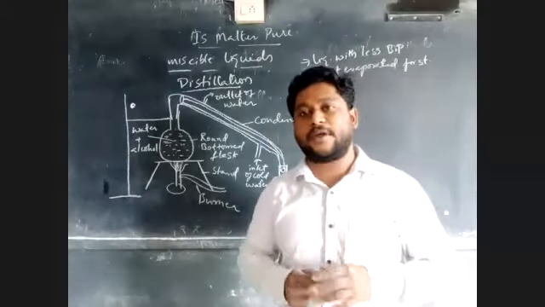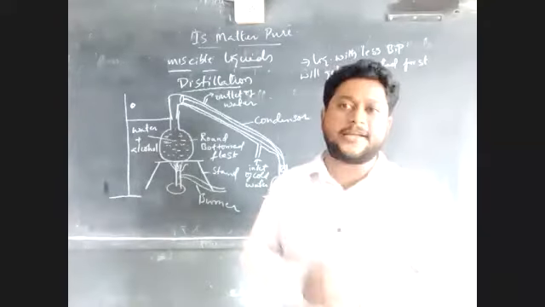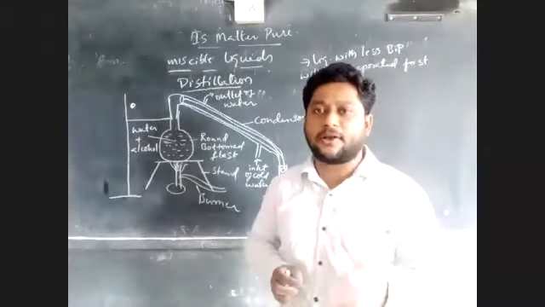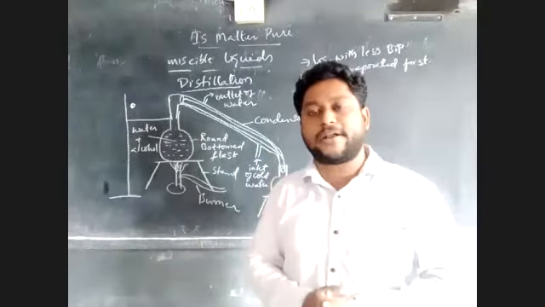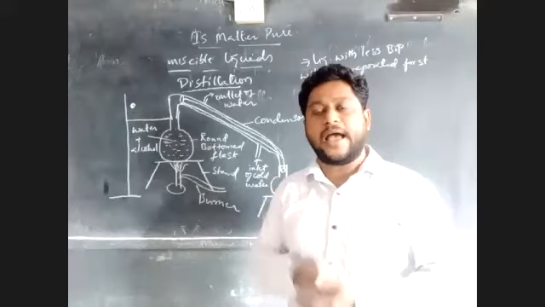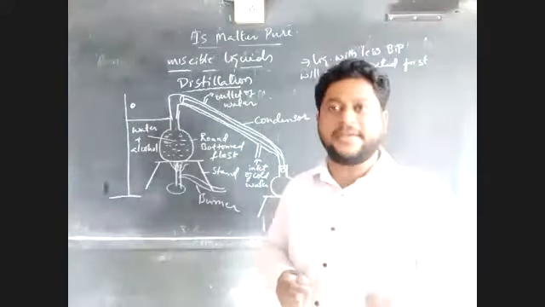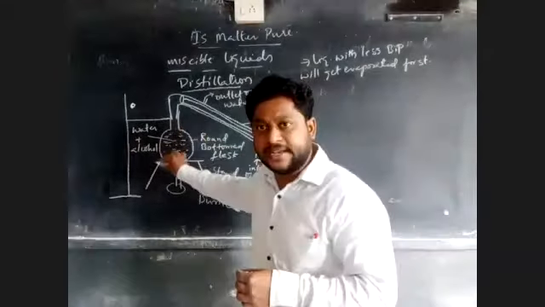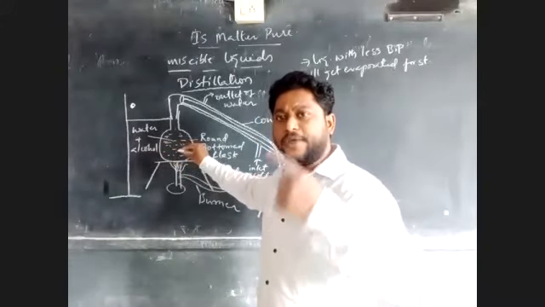Say, for example, alcohol has a boiling point of around 60 degrees Celsius and water around 100 degrees Celsius. Now, who is going to get evaporated first, alcohol or water? Alcohol gets evaporated first. That means the alcohol present in the round bottom glass will convert to vapors.